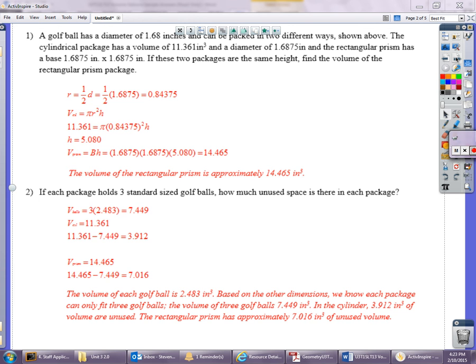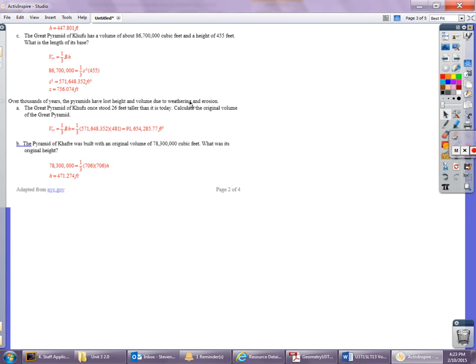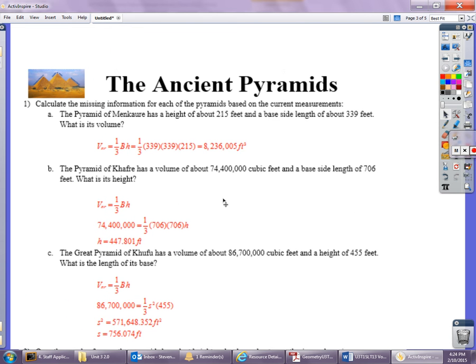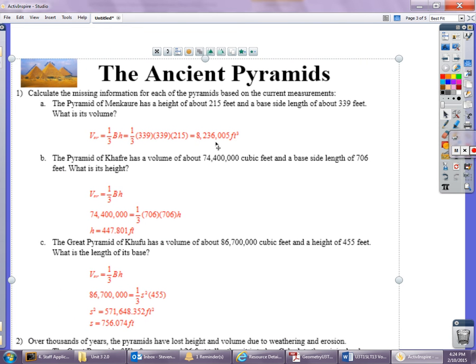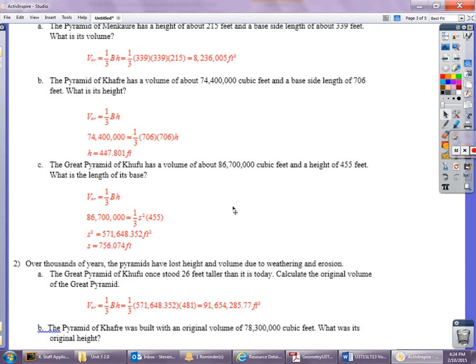And again, go ahead and please pause the video and look at the work if you need to. Here are the ancient pyramid problems. I'm going to go through each one. Here is the answer to number 1. If you look at the work, it's pretty self-explanatory. Same thing here. The important thing is knowing that it's the 1/3 and the length and width were both 706, so they just solve for the height. They set up the equation and solve for the height.